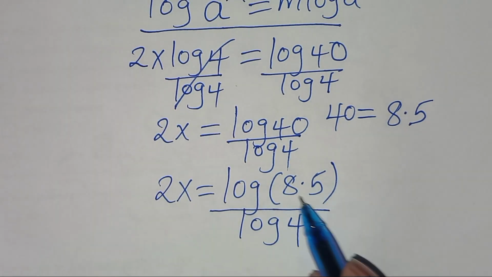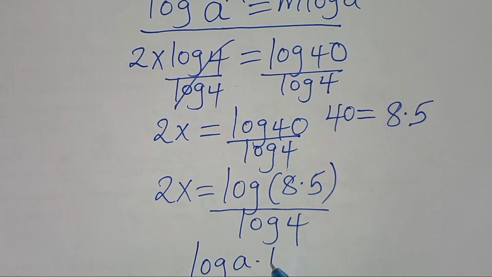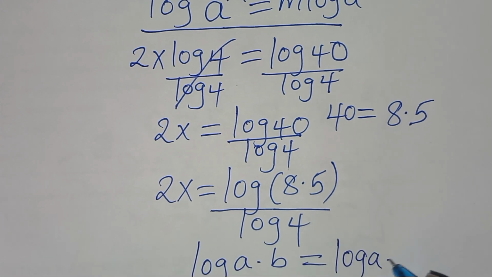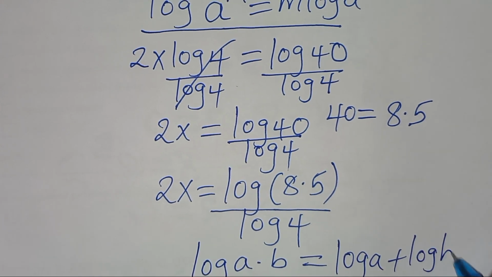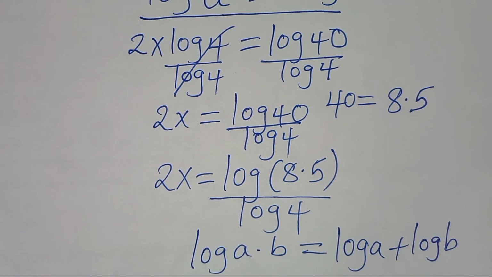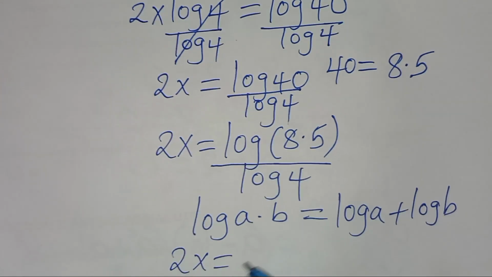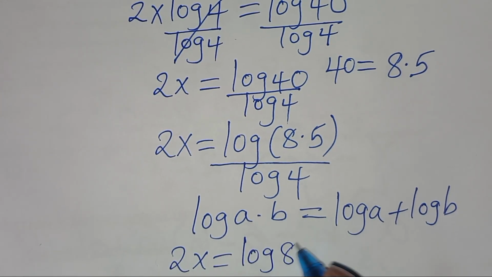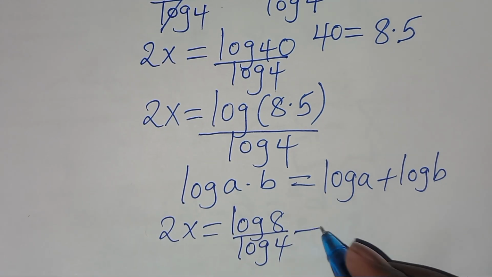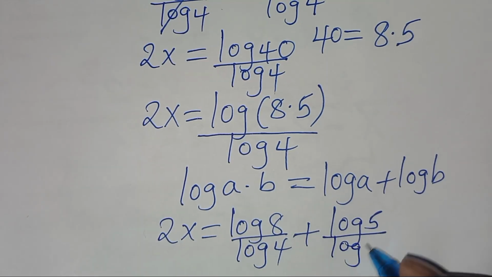So log 8 times 5 is in the form of log a times b, which we can express as log a plus log b. So applying this logarithm property, then here we'll have 2x equal to log 8 divided by log 4 plus log 5 divided by log 4.